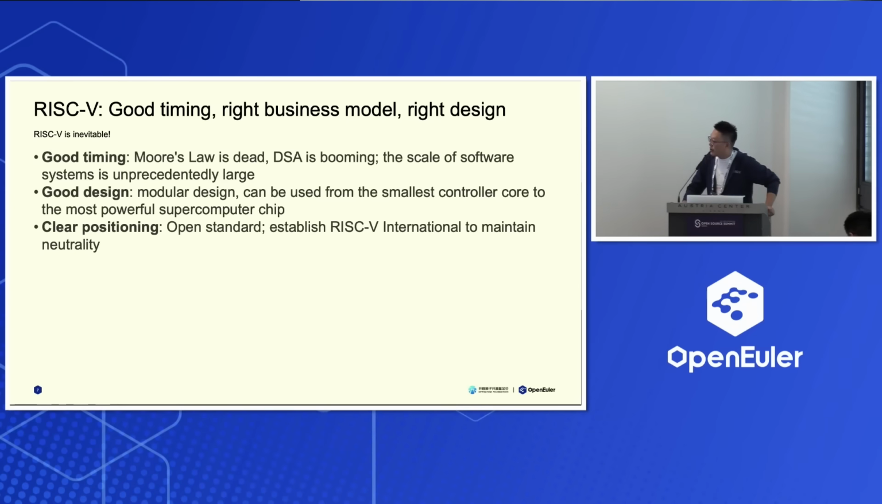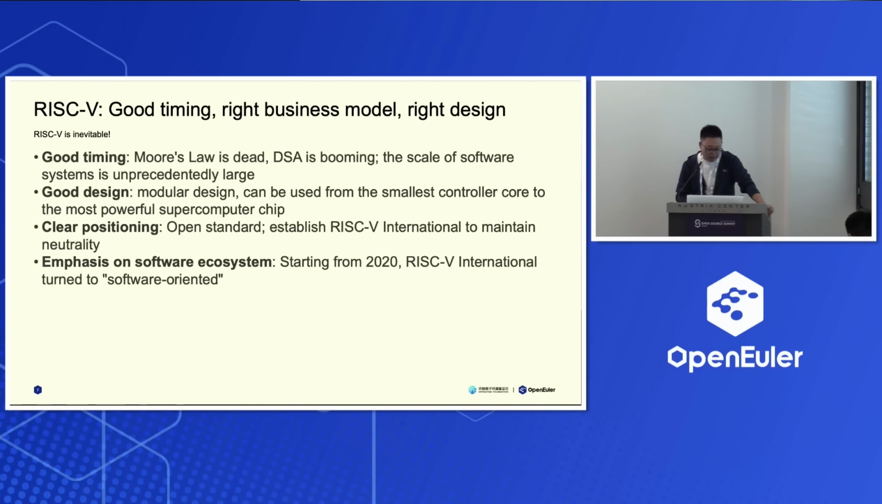The third is that RISC-V is not treated as property. They just put it out as an open standard, and established a foundation called RISC-V International, which moved to Europe 5 years ago to avoid geopolitical issues and keep neutrality.